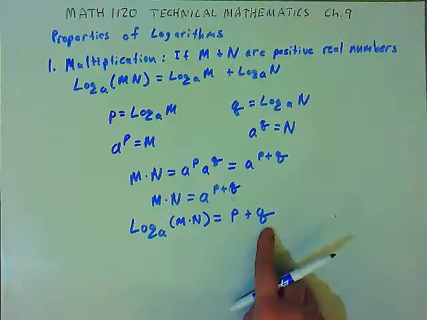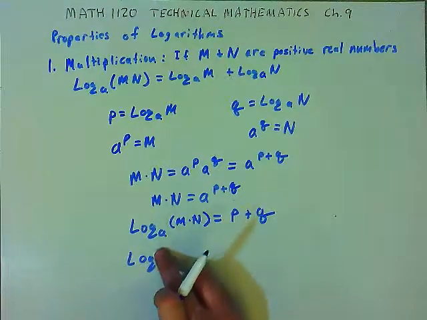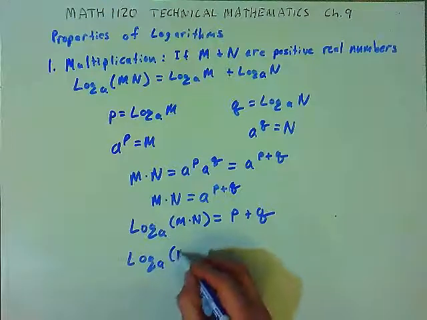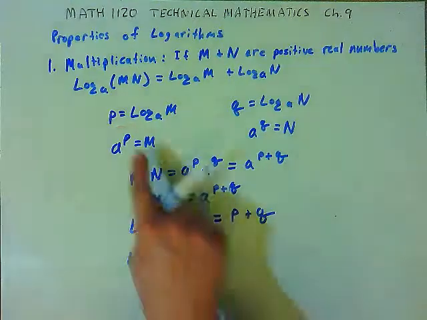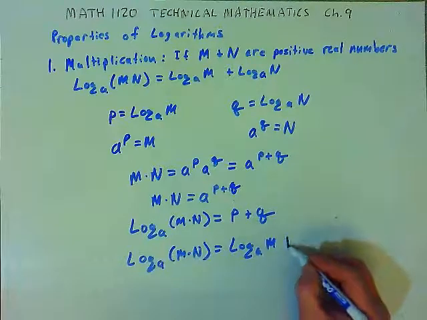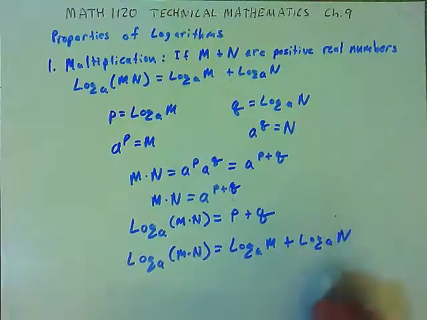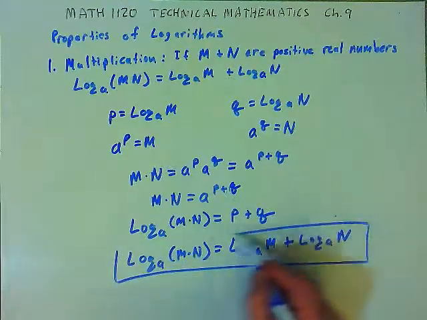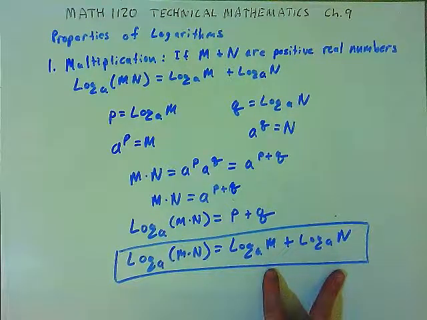And remember what p and q were originally. So the log base a of m times n is the sum of p plus q. Well, p was log base a of m plus q was the log base a of n. And so this is a proof of the multiplication property of logarithms. And again, it says that if we take the log of a product, we can rewrite that as the sum of the logarithm of the factors.